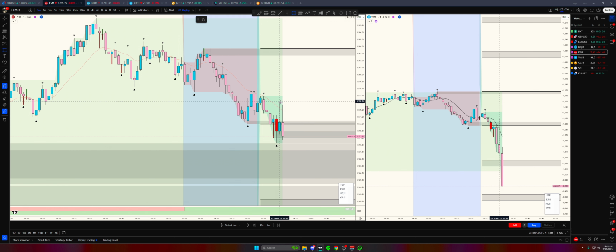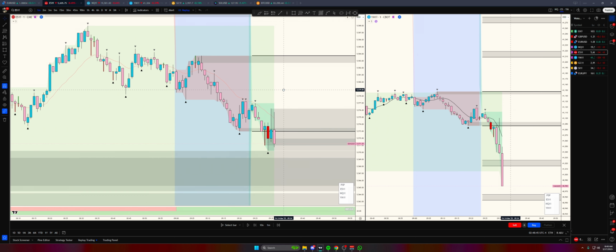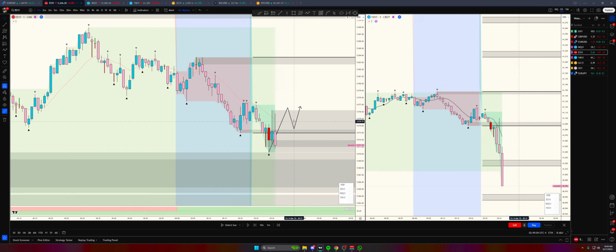We created these nice little wicks, okay? We need price to reject from our support that we created at the bottom of this range, show clear rejection, indicate that it wants to come in, take some orders, and displace higher. We need this. This will then be our entry for our trade.